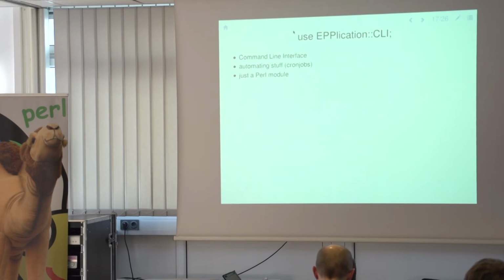Then there is the command line interface. It's for automating stuff in cron jobs, because we want to run the test. I think every night we run the test suite against I think 14 instances. It's just a Perl module that other people can use. I tried to have some kind of interface to the other people I work with, so they can just use that and I can test it.